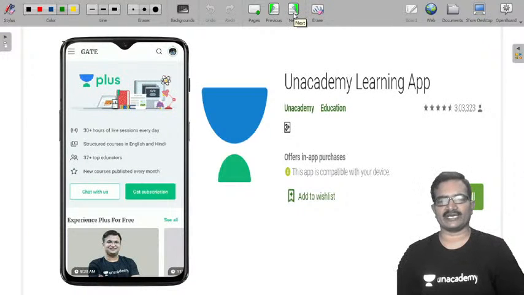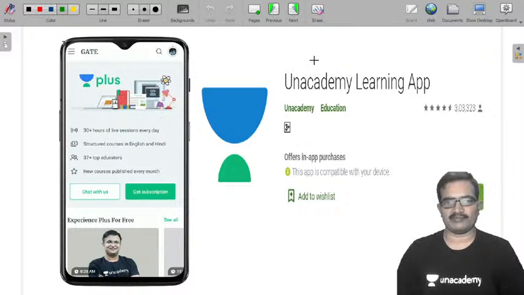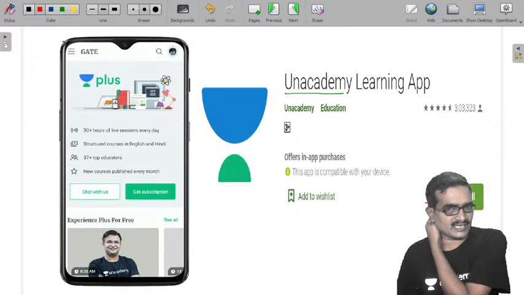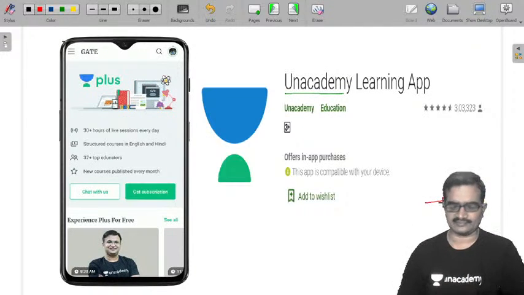First, we check how to get the Unacademy learning app onto our device. Just go to the Play Store and type Unacademy. Then you get the Unacademy learning app with this emblem. Now click on this install button. It will install the Unacademy learning app onto your device.